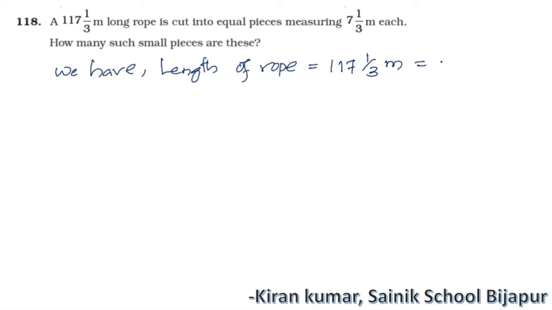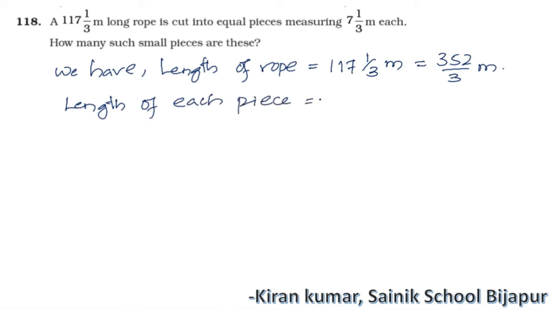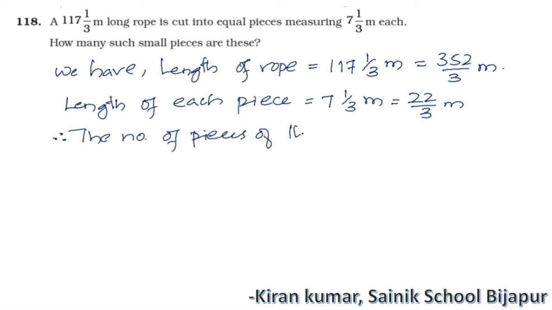Let me express this in improper fraction. This will be 352 upon 3 meters. The length of each piece is 7 1 by 3 meter. On expressing this in an improper fraction, this is 22 upon 3 meter. Therefore, the number of pieces of the rope will be equal to total length upon length of each piece.